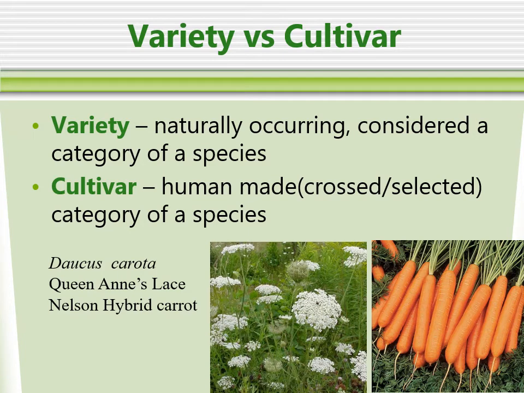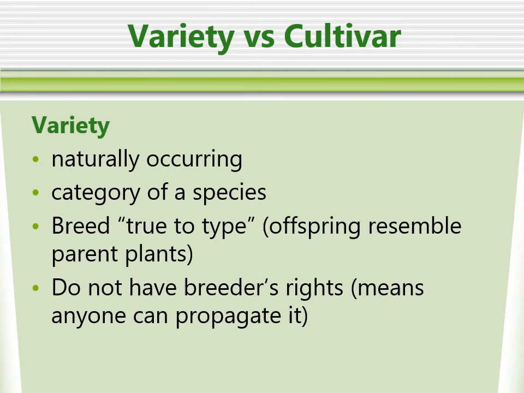So, watch out. So varieties are naturally occurring. Okay, they are a species. They typically breed true to type. So I'm just summarizing here. If you let them open pollinate, collect the seed, plant it again, what grows looks very similar to what you started with. And most importantly, varieties do not have breeders' rights. That means that anyone can legally grow it. No one's going to sue you for growing it in your garden.